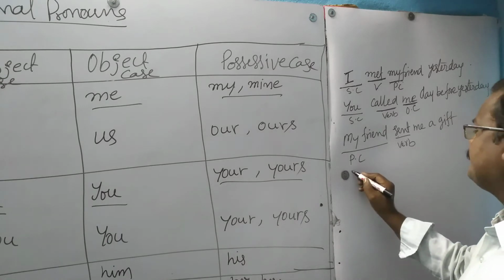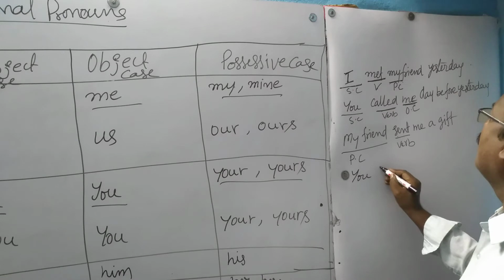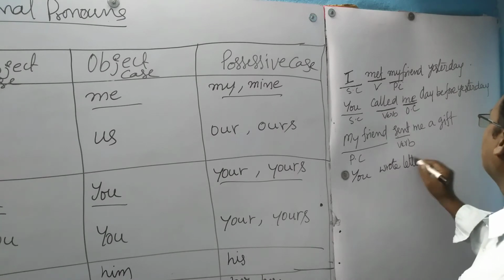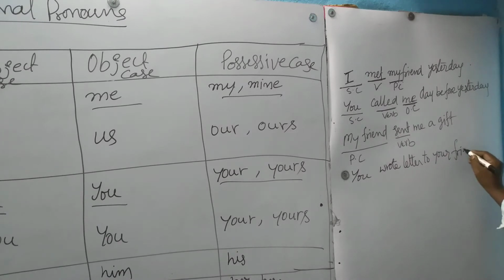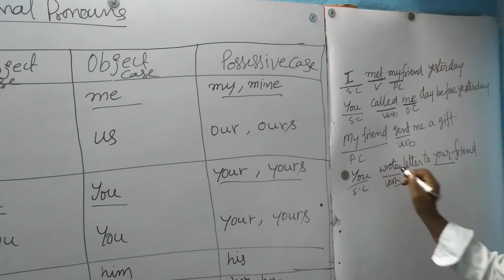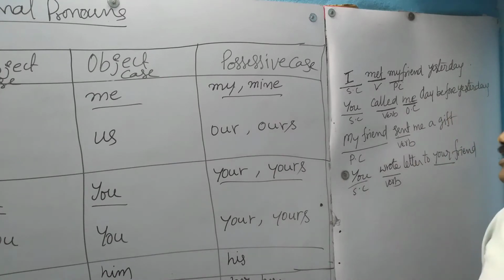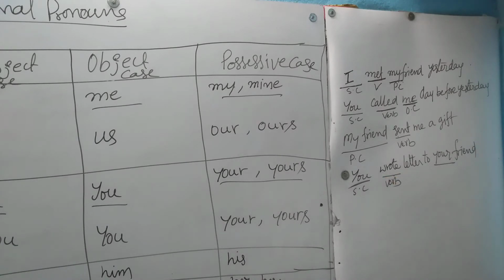See here, "You wrote a letter to your friend." If you see here, the possessive "your" is used after the verb. Here "you" is the subject case. Actually, the subject case and object case of "you" are the same. That's why it seems to be the object case also. Don't be confused. Before the verb we have to use the subject case.